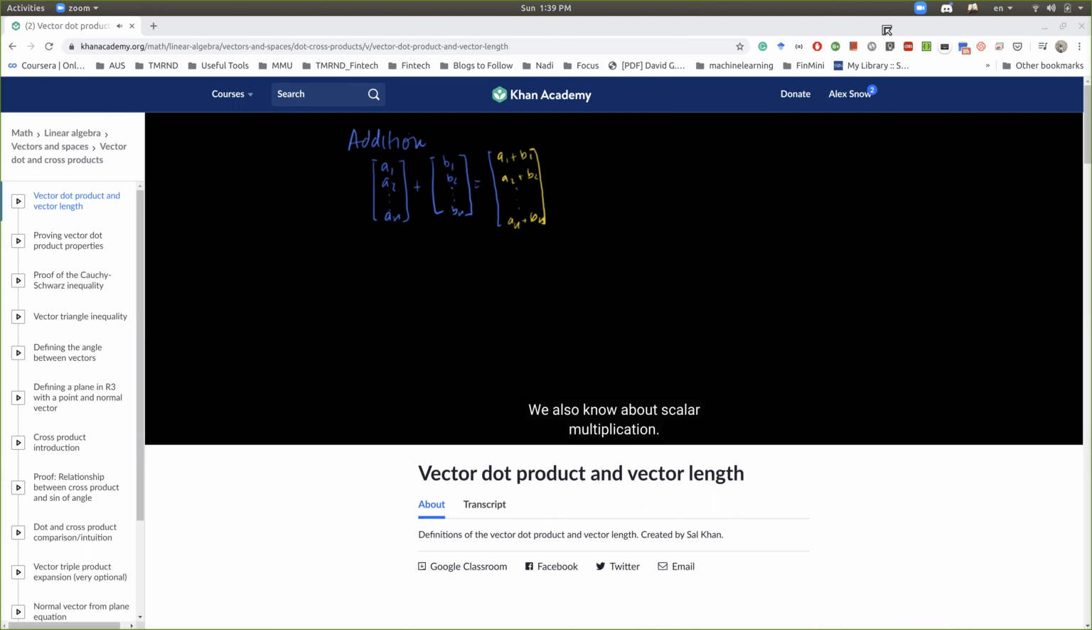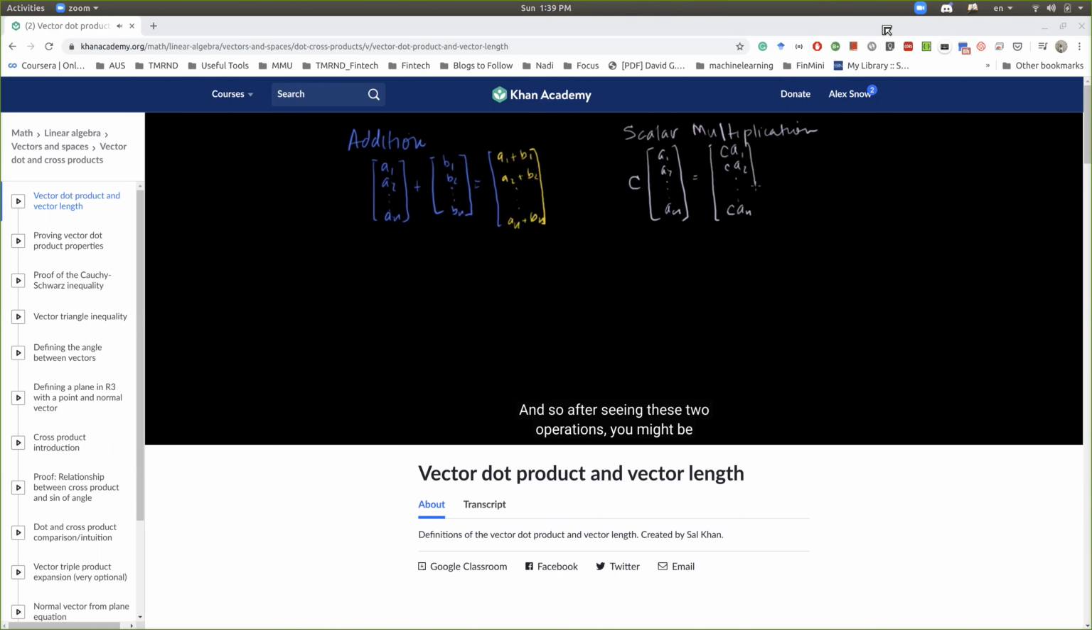We also know about scalar multiplication. Maybe we should just call it scaling. If I have some real number c, and I multiply it times some vector a1, a2, all the way down to an, we define scalar multiplication of a vector to result in this vector where each of its components is multiplied by the scalar: c a1, c a2, all the way down to c an.